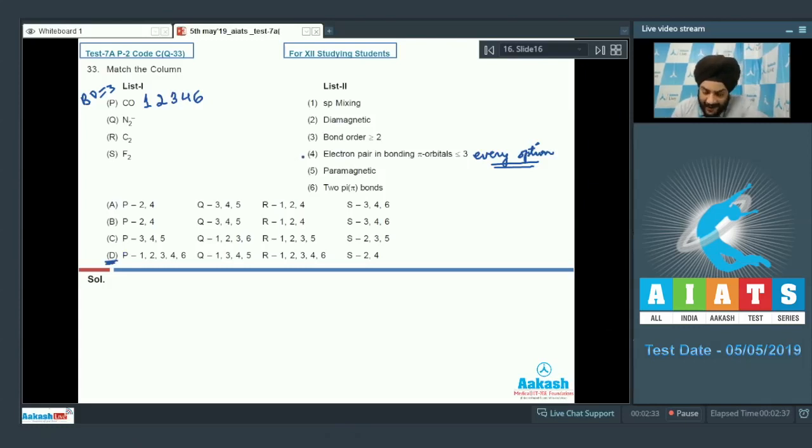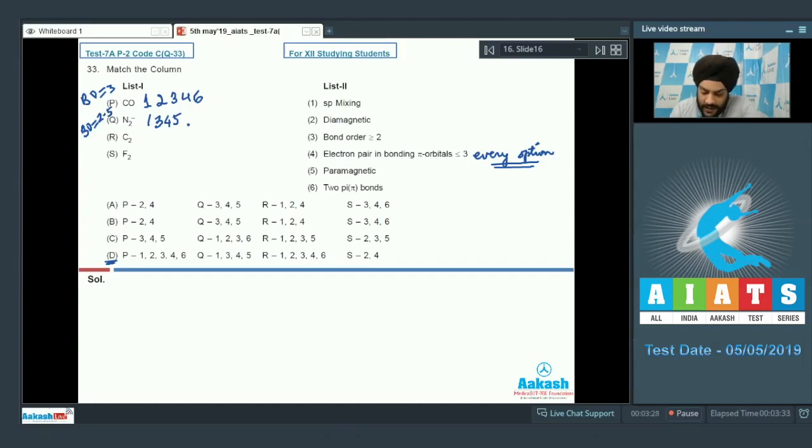So in the Q option we have N2 minus. So N2 minus will have a bond order equal to 2.5. Okay. So there will be sp mixing in this case. It will be paramagnetic. So 2 will not be a match while 5 will be a match. If you talk about third option, it will also be a match. The fourth option will be matched with every option. And if you talk about the last one, the sixth option, it does not have 2 pi bonds, it has 1.5 pi bonds. So the correct matching with option Q is 1, 3, 4 and 5.